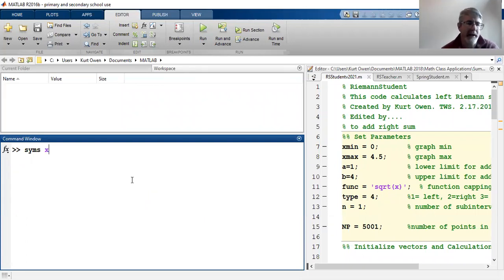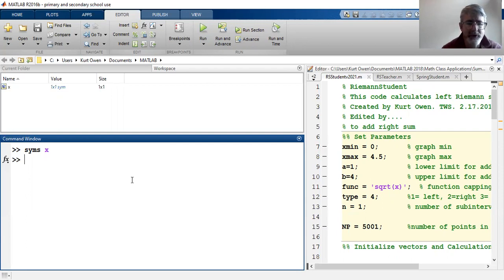We can declare x to be a variable in the command window. You can also do this in scripting or coding, but we're just going to do all of this in the command window for right now. So we are going to declare x to be a symbolic variable. If we type in syms x, it will make that a symbolic variable. We could add other variables, like y and z as well, and you could add them all at the same time, but let's just do x.